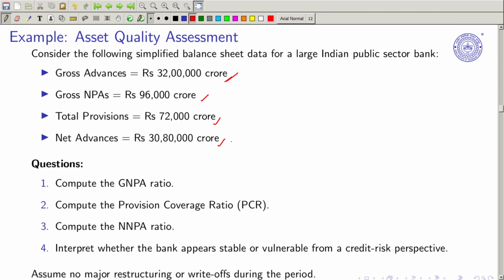Then we have to compute the GNPA ratio. This is the question that I have added: compute the GNPA ratio, compute the provision coverage ratio, and then the NNPA ratio, and we also have to find out whether the bank appears stable or vulnerable from a credit risk perspective. We are also assuming that there is no restructuring happening with the loans and there is no write-off. So those are the assumptions we have.